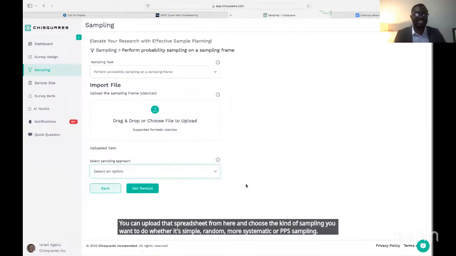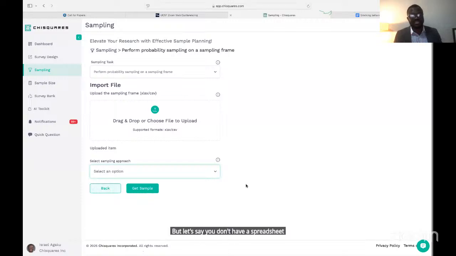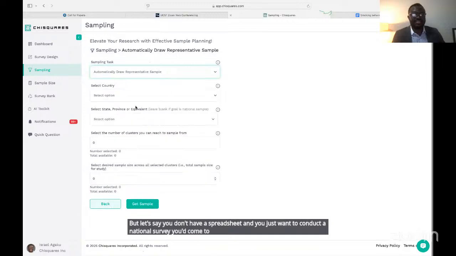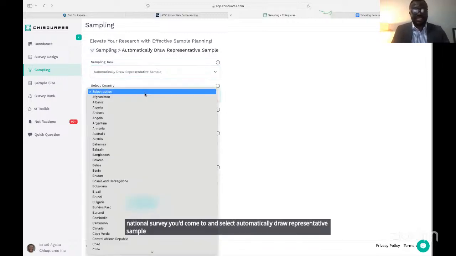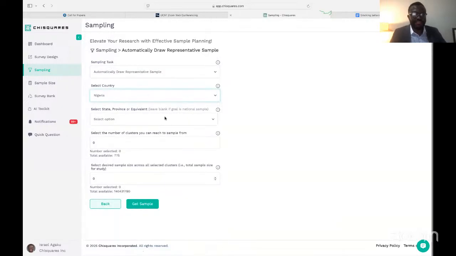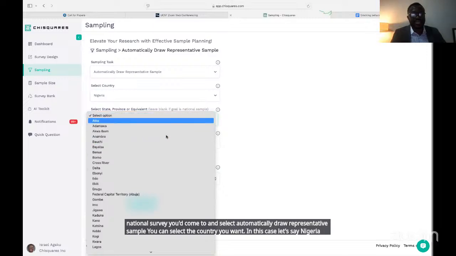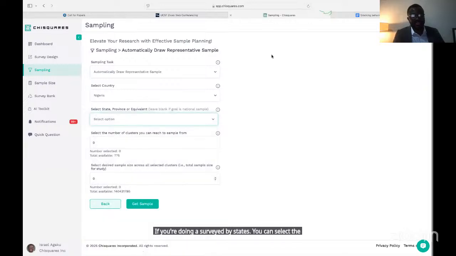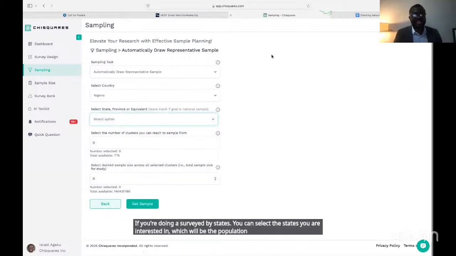But let's say you don't have a spreadsheet and you just want to conduct a national survey. You'd come here and select automatically draw representative sample. You can select the country you want. In this case, let's say Nigeria. If you're doing a survey by state, you can select the state you are interested in, which will be the population. But in this case, our survey is nationally representative, so we don't have to select a state.